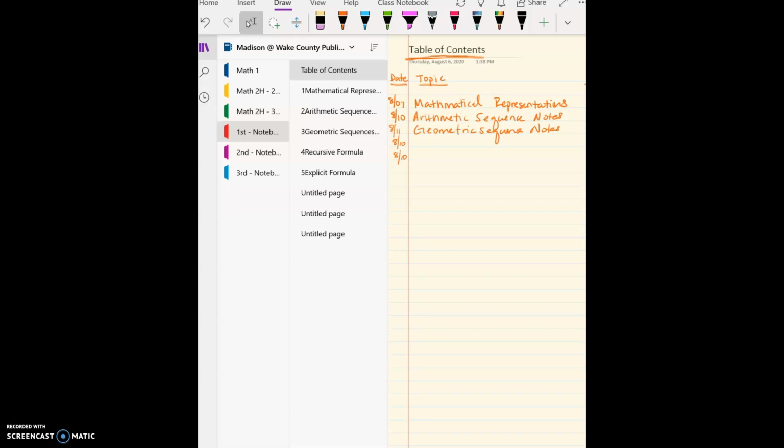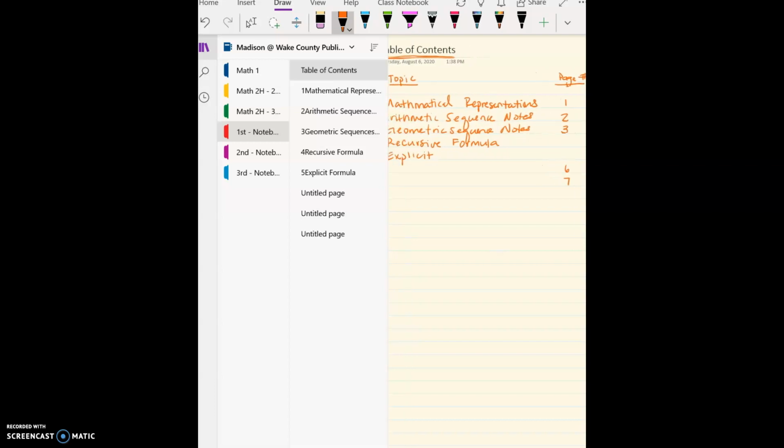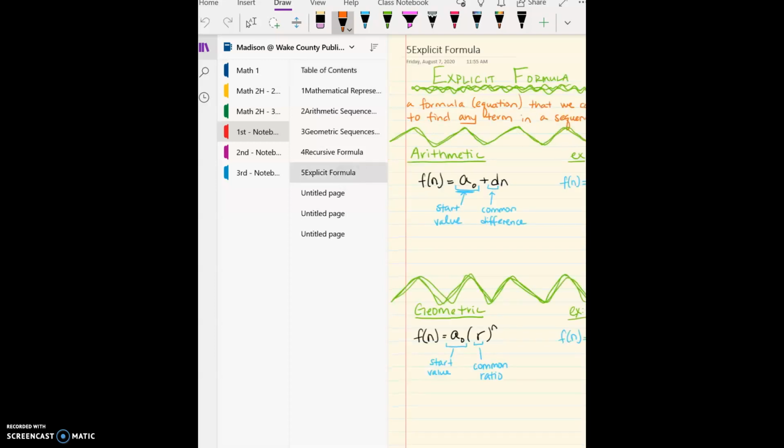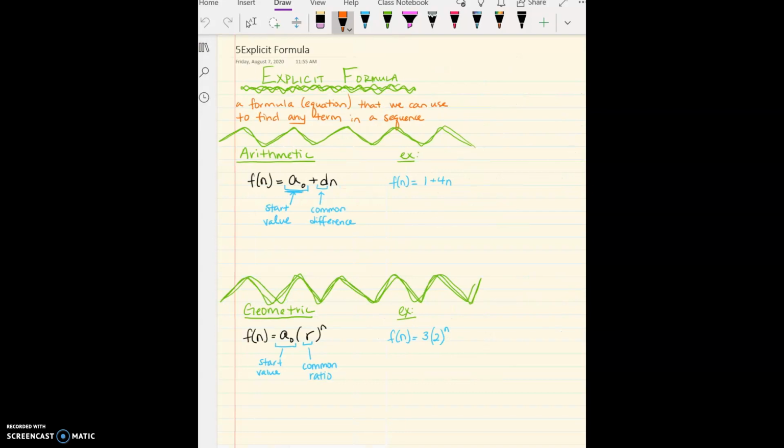Our fourth page is our recursive formula. And our fifth page is our explicit formula. And we're going to add more to this time. So that should be 1, 2, 3, 4, 5. And remember, your table of contents is page 0. Now, we're going to flip to our explicit formula, and we're going to add some information about that one.